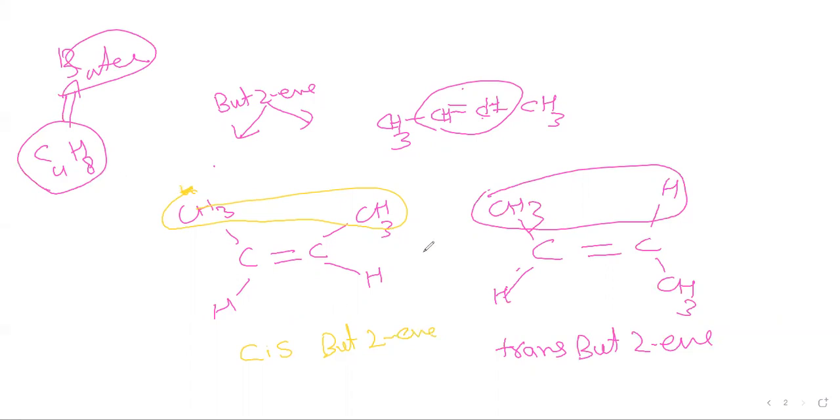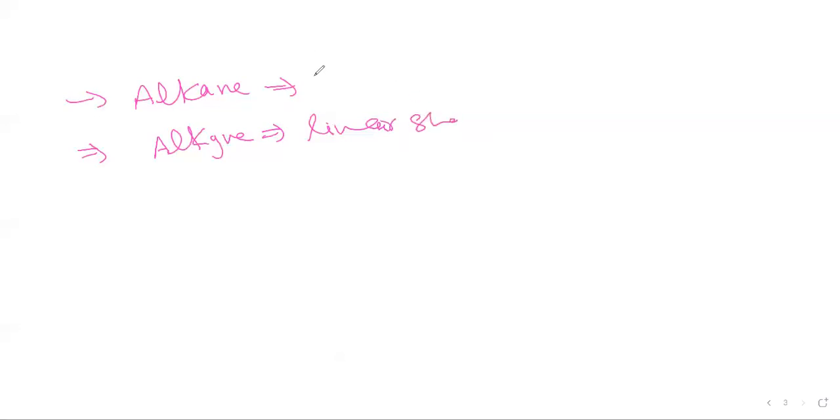Now some terms and conditions for geometric isomers. Number one, it does not exist in alkanes. Why? Because they do not have a specific arrangement. It does not exist in alkynes, in triple bond compounds, because they have a linear shape. And for alkanes, you may have learned that they have rotation.